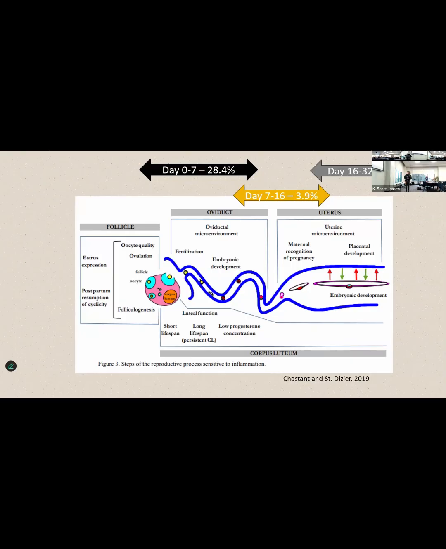Day 7 to 16. So day 7 is usually when we do embryo transfer. That's when we collect those embryos. We don't see a lot of loss during that time period, pretty stable. But what we see is a good amount of loss in this 16 to 32 window.